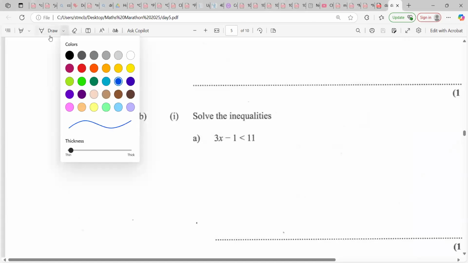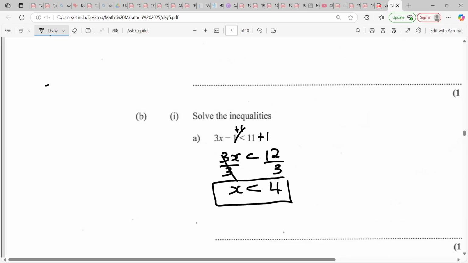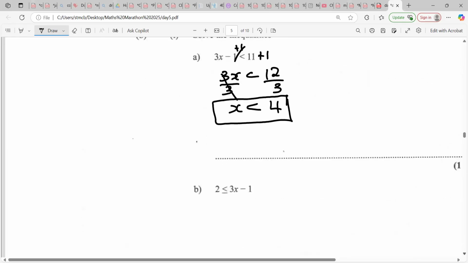So this is minus 1, so we're going to add 1 to both sides. So we have 3x less than 12, as the 11 plus 1 is going to give us 12, and then we divide both sides by 3, which is the opposite of times 3. We would not change around the sign, guys, because guess what? The coefficient of x is positive, so it's x less than 4. That's for the first one.